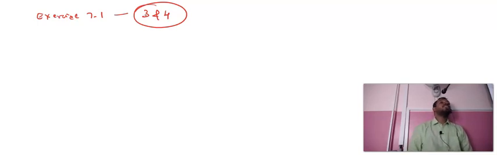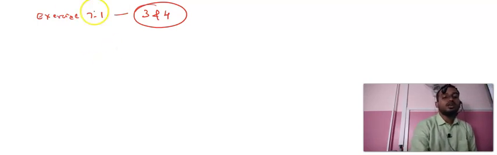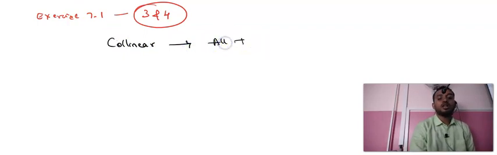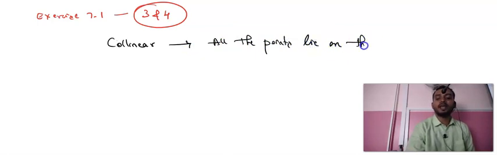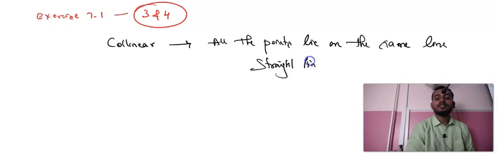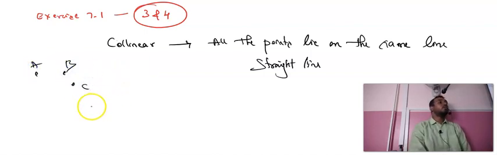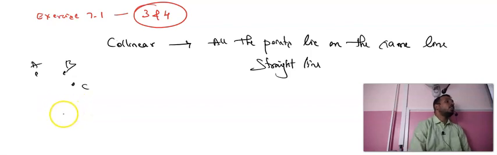Whenever they ask you collinear, see here, we have the point collinear. What do you mean by collinear? All the points lie on the same line. Hence, they form a straight line. Correct? Now, they will give you 3 coordinates, right? They will give you A coordinate, B coordinate and C coordinate. If these 3 points lie on the same line, then they become a straight line. If they are becoming a straight line, do you think that they form a triangle?